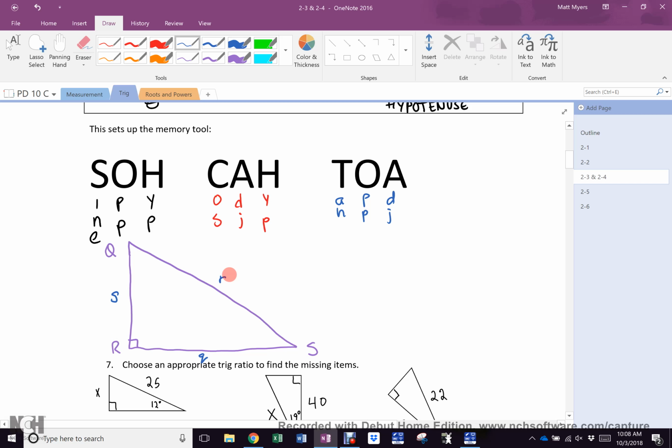What's this side? Lil R. All right? Now, here's where I see if those of you who have never done trig before have actually been paying attention. Tell me the sine of big S, the cos of big S, and the tan of big S. Go.